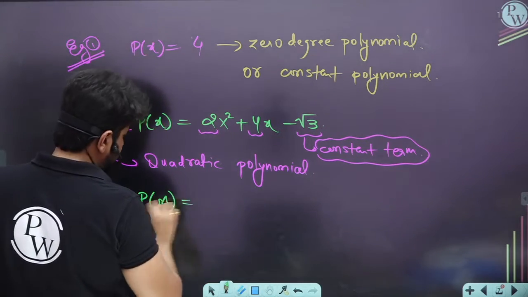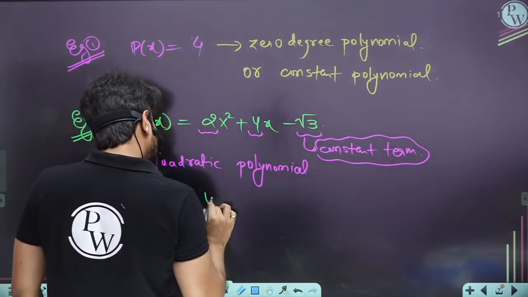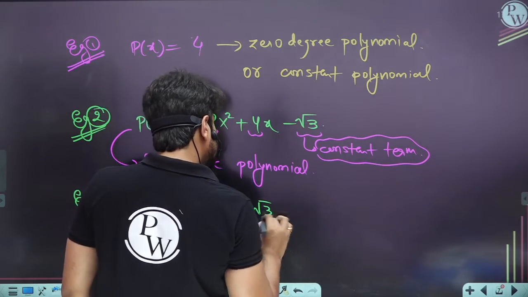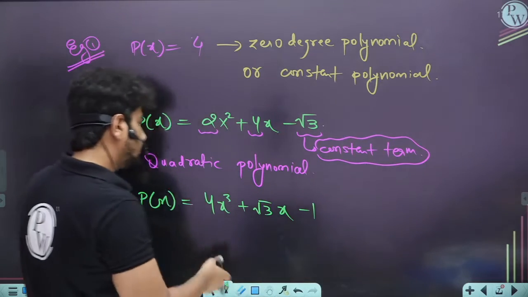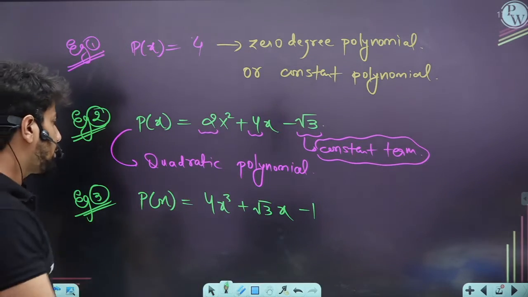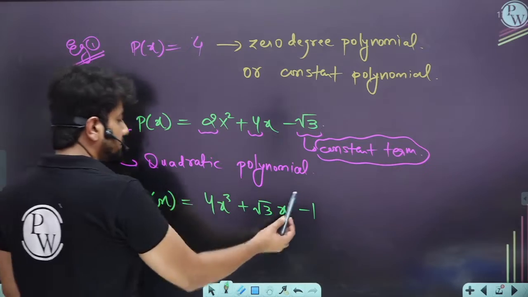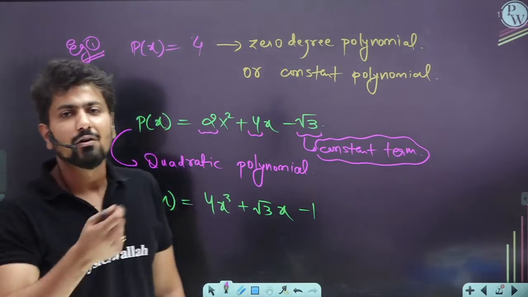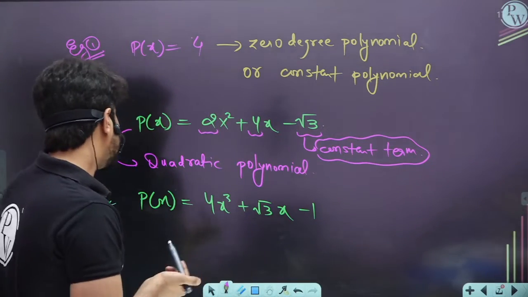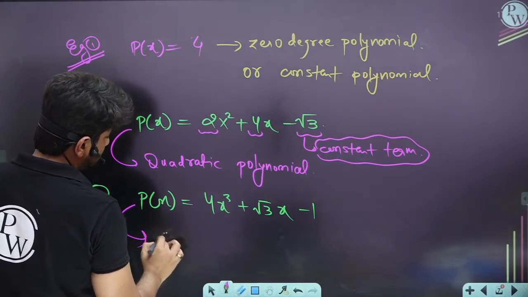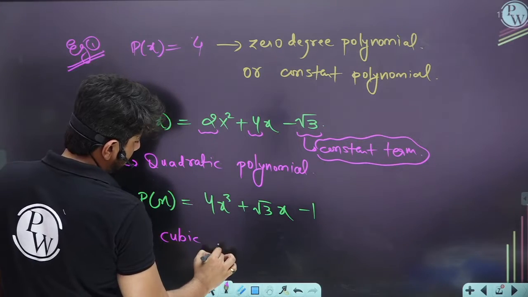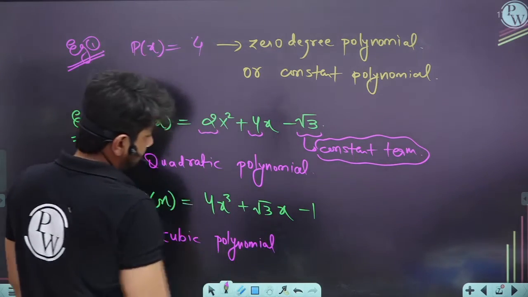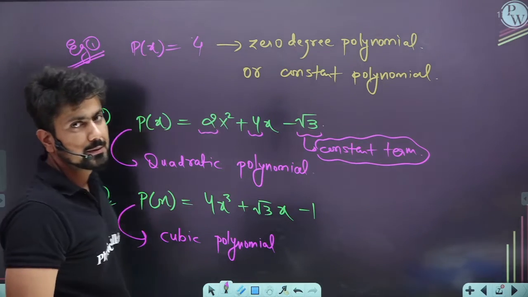P(x) is equal to 4x cube plus root 3 times x minus 1. Yes, this is a polynomial because the power of x is 3, and the power of x is 1 over here. As we can see, in each of the terms the power of the variable is a whole number. So this must be a polynomial, and this polynomial is known as a cubic polynomial.